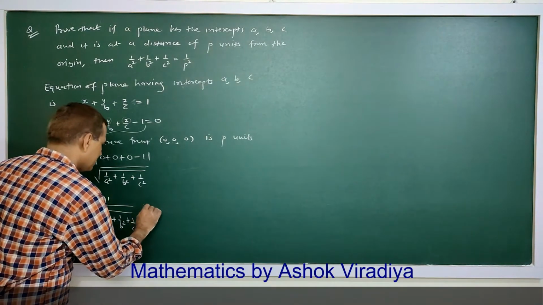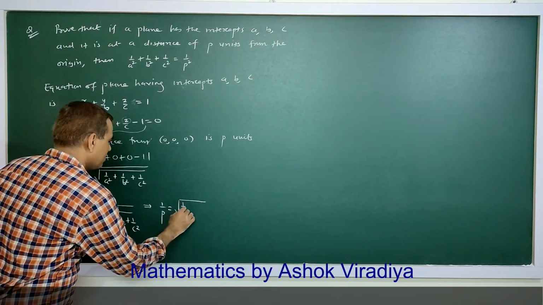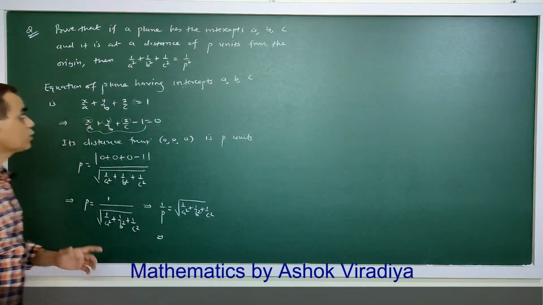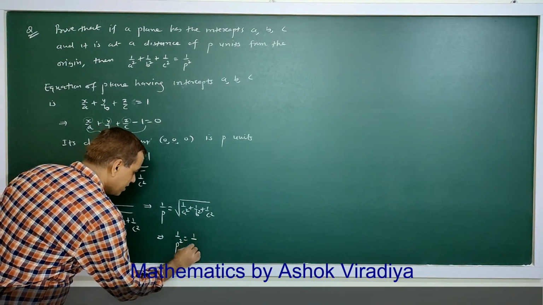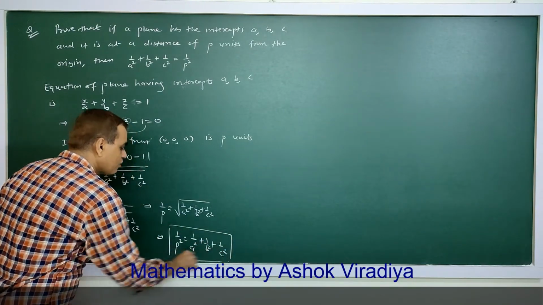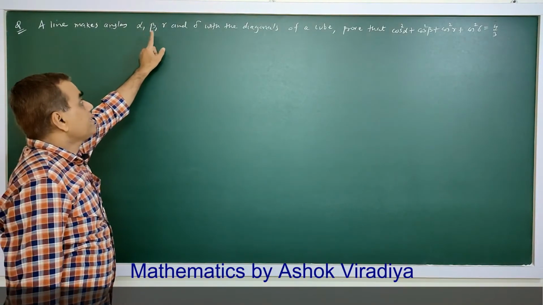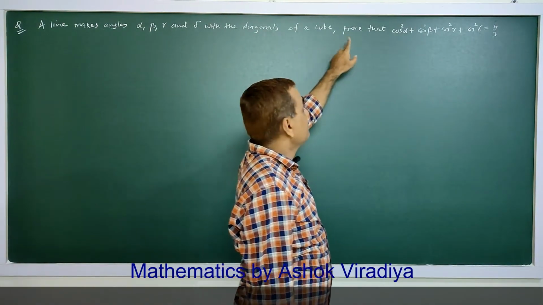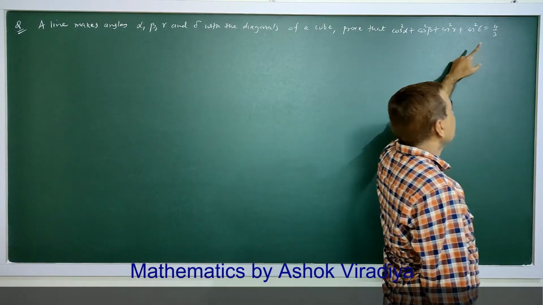That is, taking reciprocal, 1 upon p is square root of 1 by a square plus 1 by b square plus 1 by c square, and now squaring on both sides we get 1 upon p square is 1 by a square plus 1 by b square plus 1 by c square. So this is derived. A line makes angles alpha, beta, gamma and delta with the diagonals of a cube. Prove that cos square alpha plus cos square beta plus cos square gamma plus cos square delta is 4 by 3.